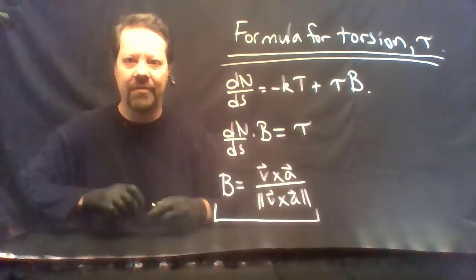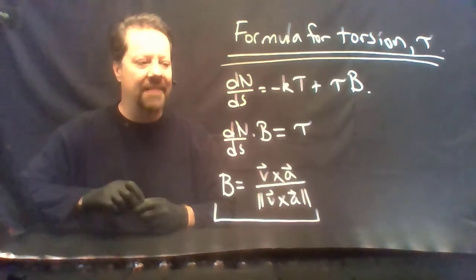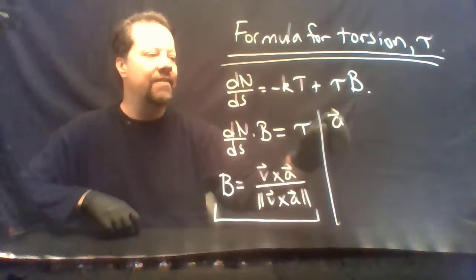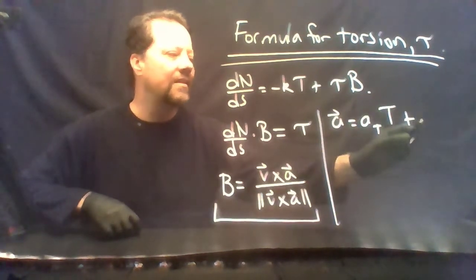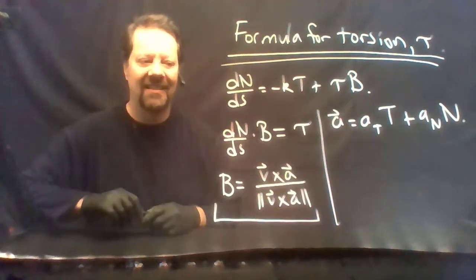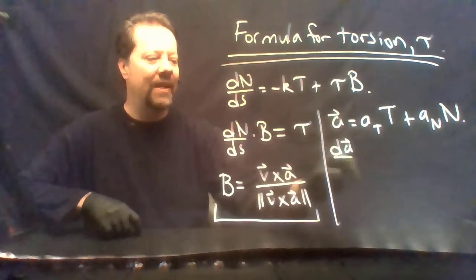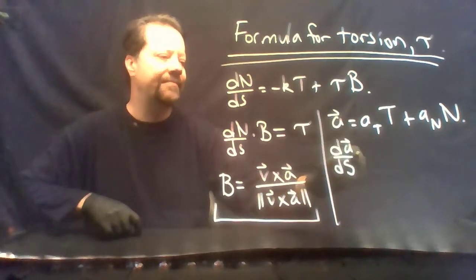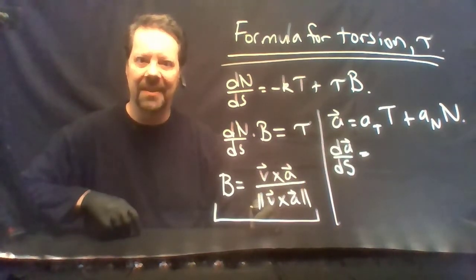So an easy formula for b is v cross a over the norm of v cross a. Now keep in mind that the acceleration vector is the tangential component times T plus the normal component times N. It follows that the rate of change of acceleration with respect to arc length is, I guess we better use some product rules here.